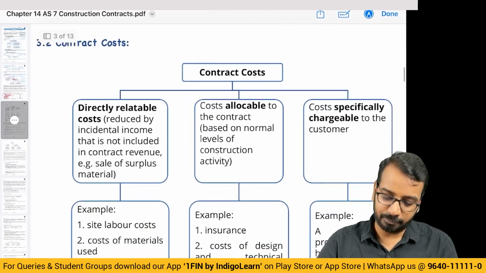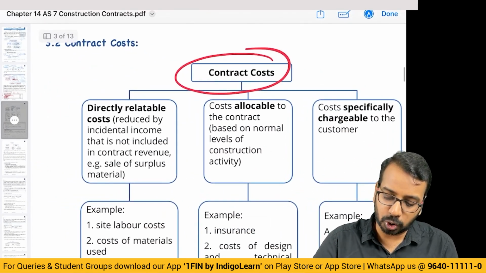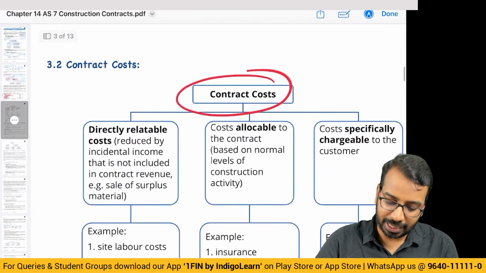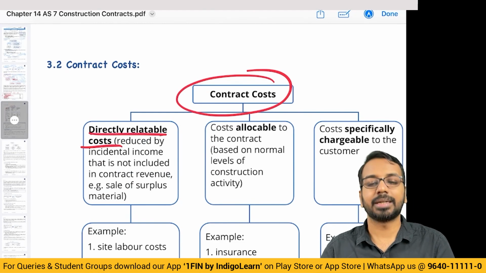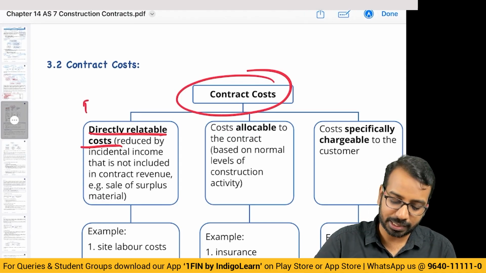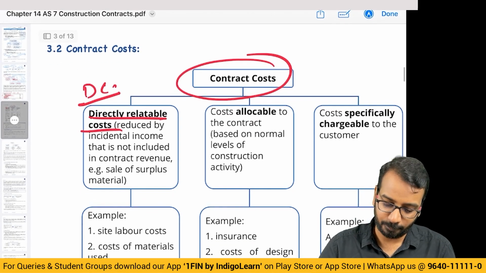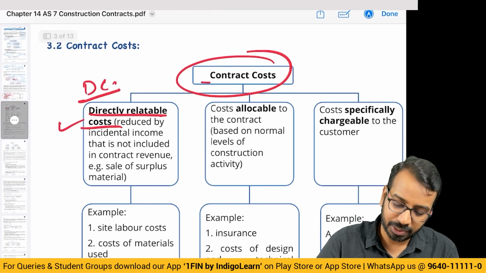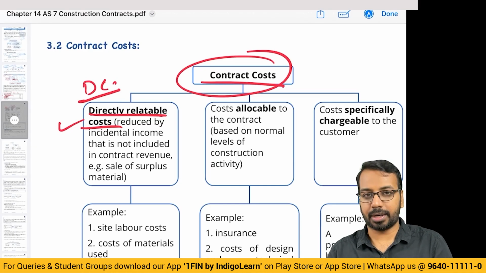Okay. Then when it comes to contract cost, there are costs which are directly relatable. Directly relatable means the direct raw material, the direct labor, right? Whatever you understand as direct cost as a part of your costing. So that is included as a part of contract cost.